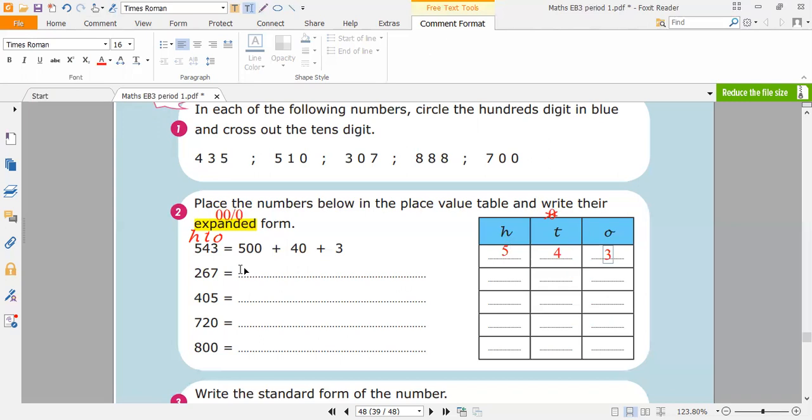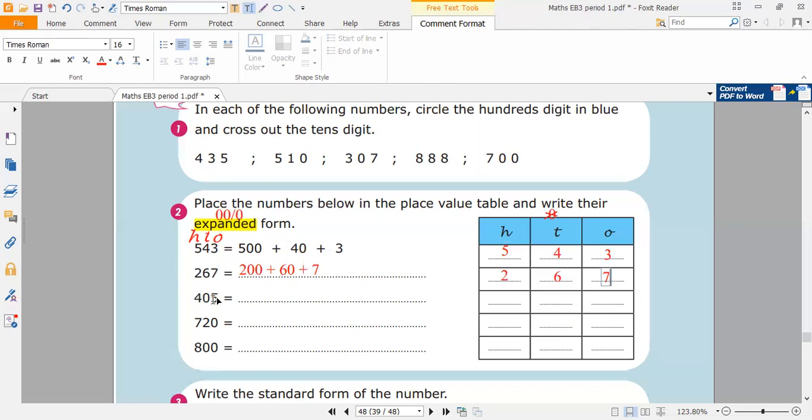The second one, 267. How can I expand it? 2 and 2 zeros, because it's the hundreds place. 6 in the tens has 1 zero, plus 7 in the ones doesn't have any zero. So here, 200, 6 tens, and 7 ones. 267. Read with me. 267.